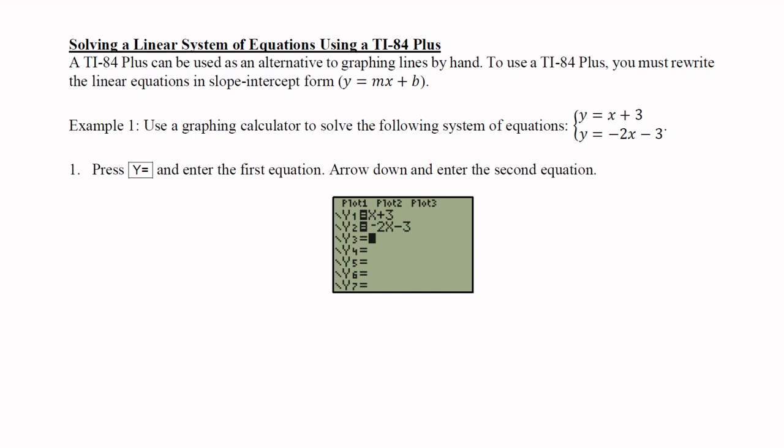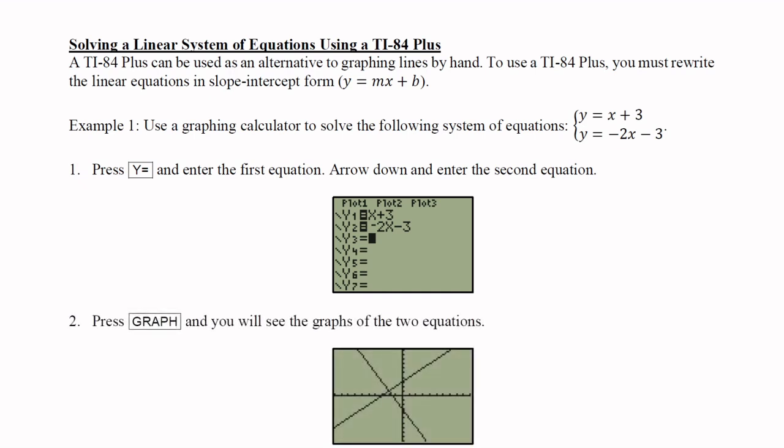We're going to press y equals, and we're going to enter the first equation, and then we're going to arrow down and enter the second equation. Then we're going to press graph, and you will see the graphs of the two equations. So you'll see that we have one solution because they did have different slopes.